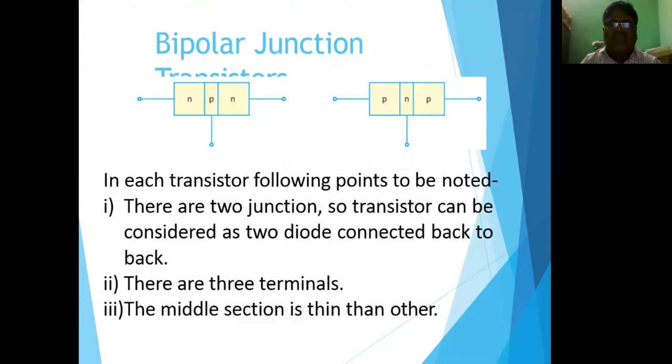In each transistor, the following points are to be noted. There are two junctions. So a transistor can be considered as two diodes connected back to back. Very, very important. Two diodes are connected back to back. There are three terminals. The middle section is thin compared to the other terminals. Okay, next.